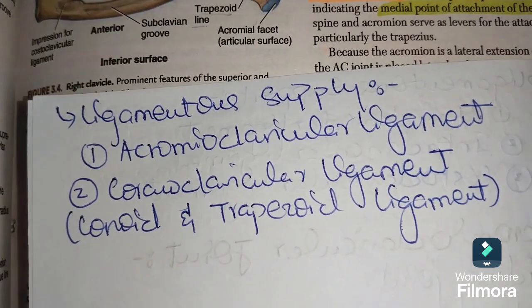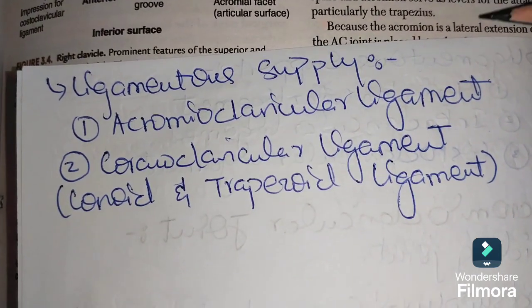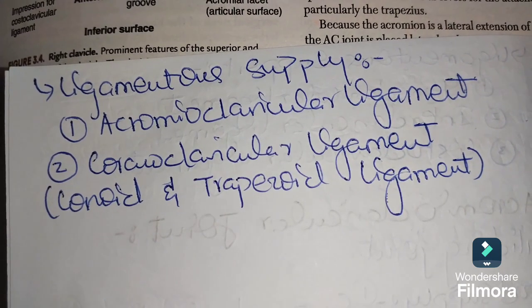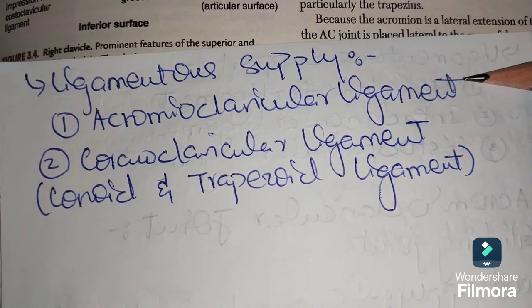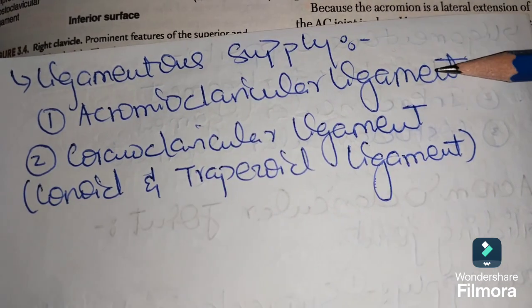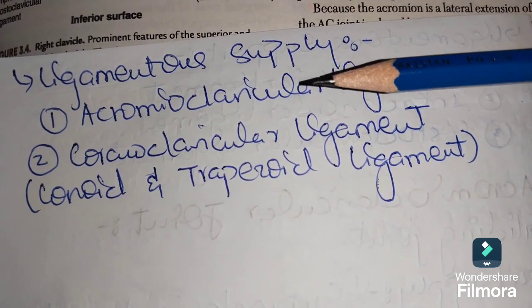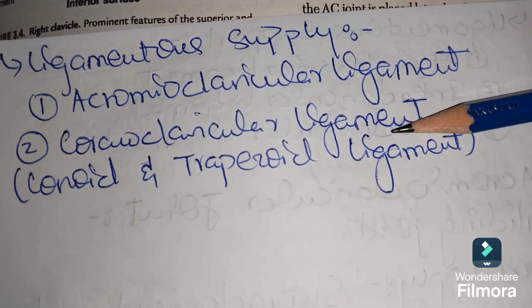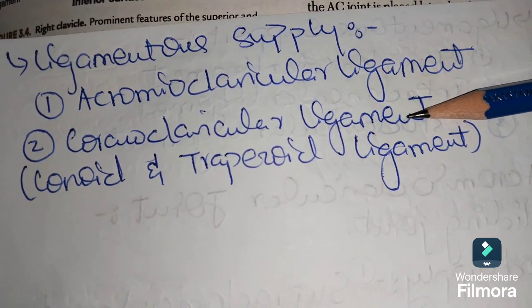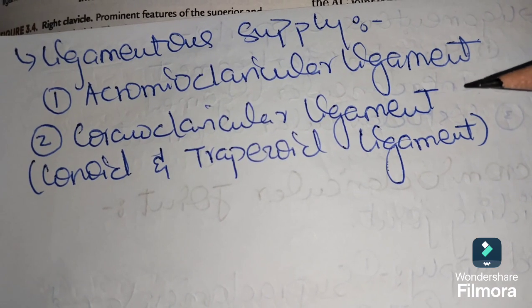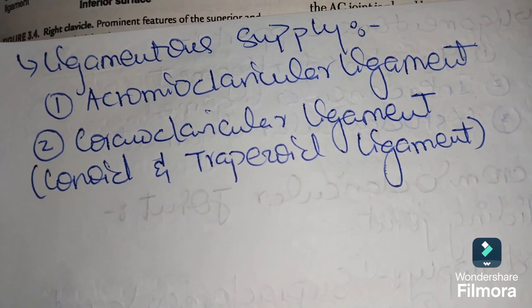And finally, the ligamentous support at the acromioclavicular joint is provided by, obviously, the acromioclavicular ligament, attached to the acromion process and the clavicle. Secondly, the coracoclavicular ligament, which is present between the coracoid process and the clavicle.